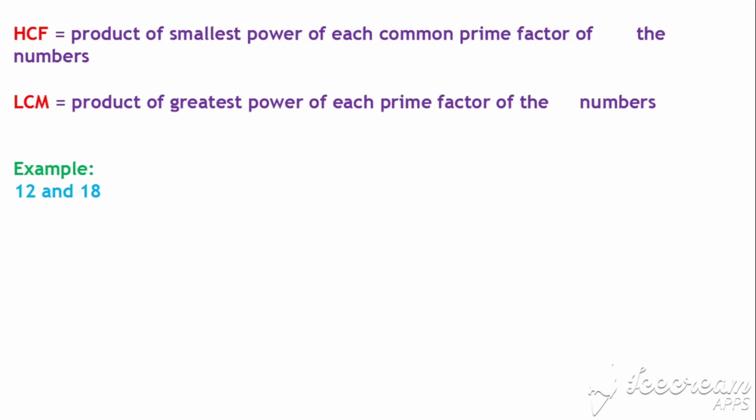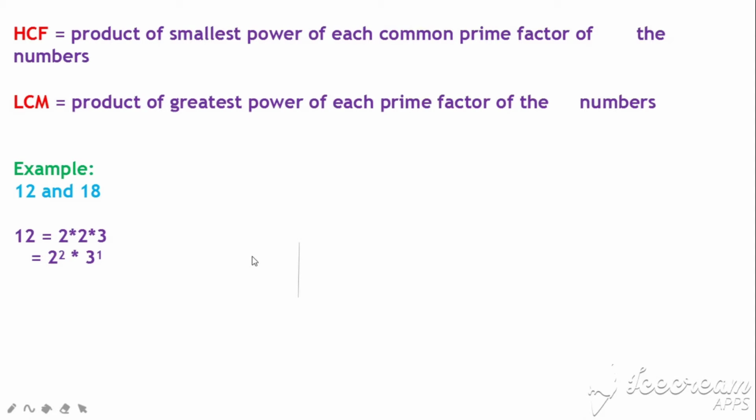The example is 12 and 18. Consider two numbers, 12 and 18, and you need to find the HCF and LCM of these two numbers using the prime factorization method. Now consider 12. 12 can be written as 2 into 2 into 3 as a product of its primes. So 12 can also be written as 2 square into 3 power 1. There are two 2's, so 2 square. There is only one 3, so 3 power 1.